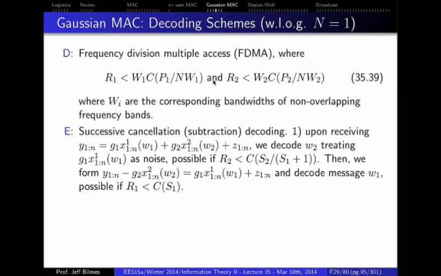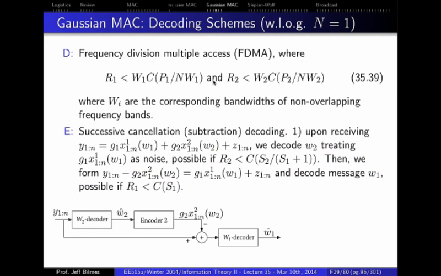So here's a block version of this. We take Y, we send it into a W2 decoder, we get an estimate of the message W2, we re-encode W2 to get an estimate of W2's code word, we subtract that off from Y, and then we send it to a W1 decoder to get W1, and the resulting messages are W2 hat and W1 hat.